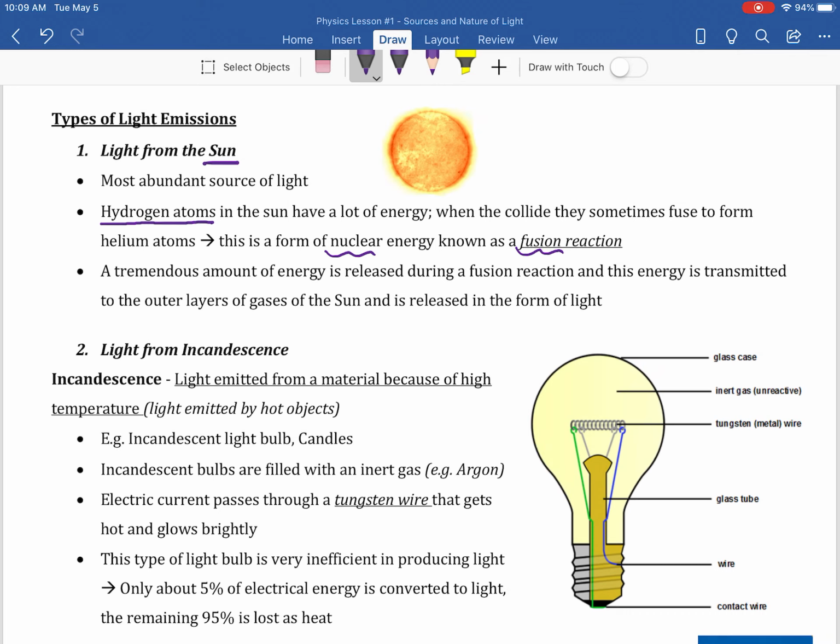And as you remember from chemistry, once I change the number of protons, I change the identity of that element. So who has 2 protons? That would be helium. So when that fusion takes place, a lot of energy is released, and that's the energy we see in the form of light on the sun. So that's the light from the sun.